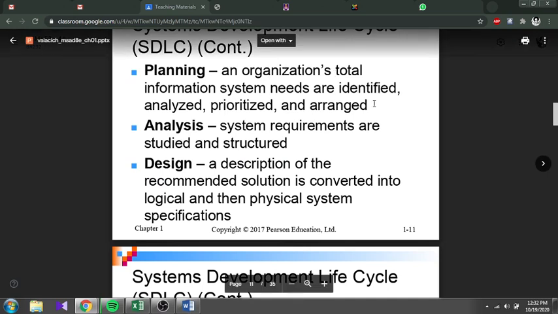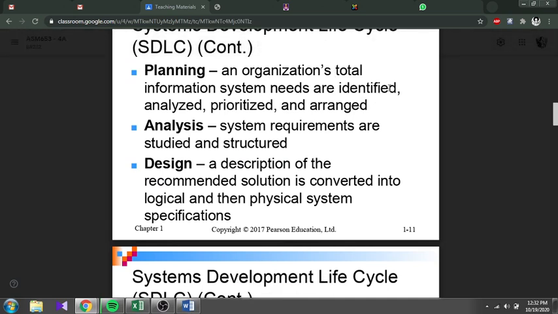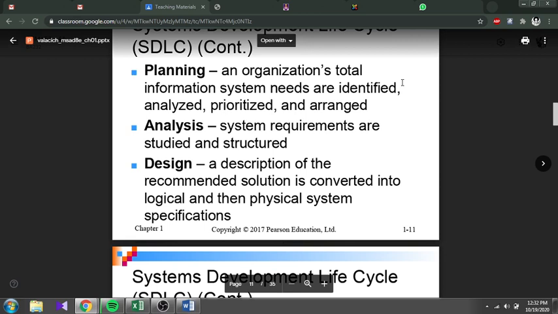Total information system needs are identified, analyzed, prioritized, and arranged. So maybe in one organization they have several systems they want to pursue, they want to create. So it depends on the budget of the company, depends on the business process, which one is affected the most. They have to tackle those things first because they're the critical parts.